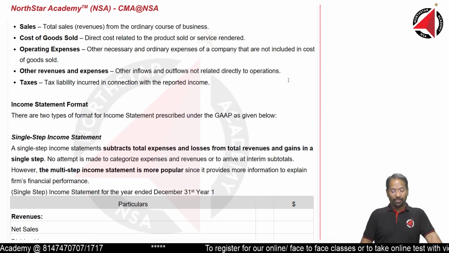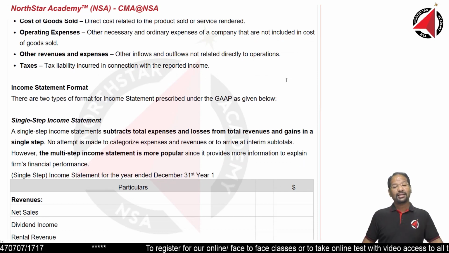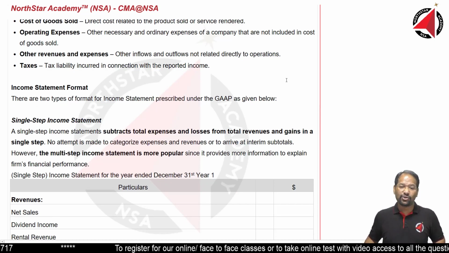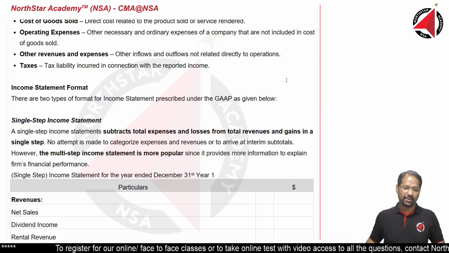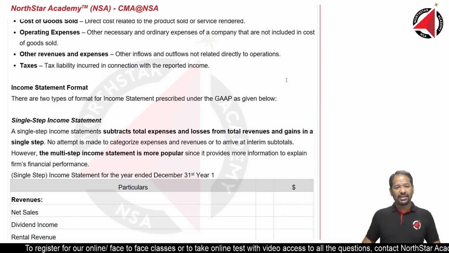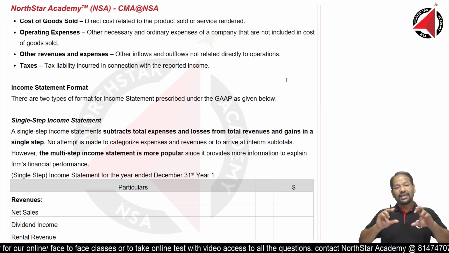Income statement format. Let's get on to a little interesting area. Income statement format. There are two income statements. One is called single step income statement. One is called multiple step income statement. Like the name itself says, in single step income statement, you just follow one single step.